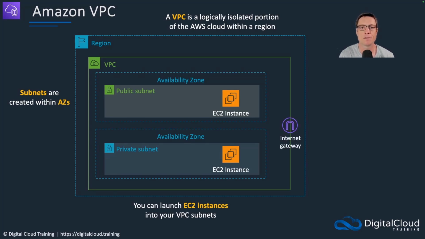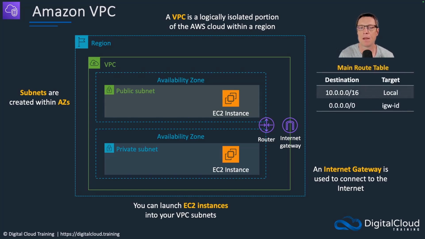For internet accessibility, we can then attach internet gateways if we want to be able to connect outside the VPC to the internet or to other networks. Within the VPC, there's a router. Now, you don't see this as a device that you actually can create within a VPC. It's behind the scenes somewhere. And the way that we manipulate the router is through the route table. So we define the routes, and that's configured in the router behind the scenes for us.